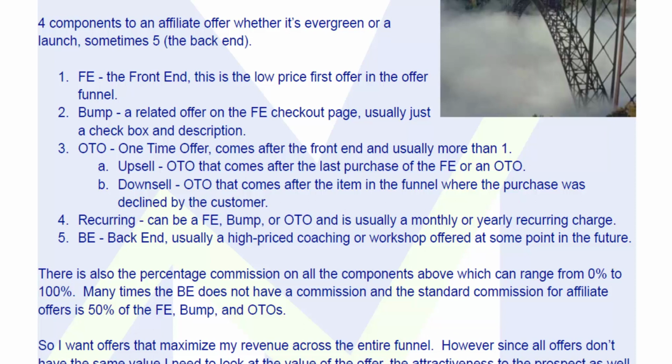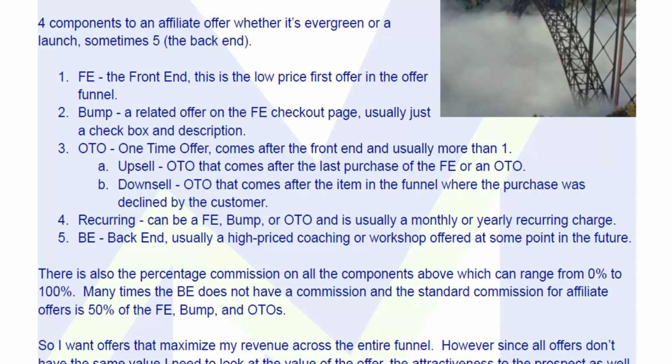Then there's what a lot of people call a bump. This is usually an offer that's related to the front end. It is usually a checkbox on the checkout page that they just check, and it'll add a small amount to the purchase price, and then they just check out. I mean, there's usually not an image. There can be just a description and a name. It can be just a name.